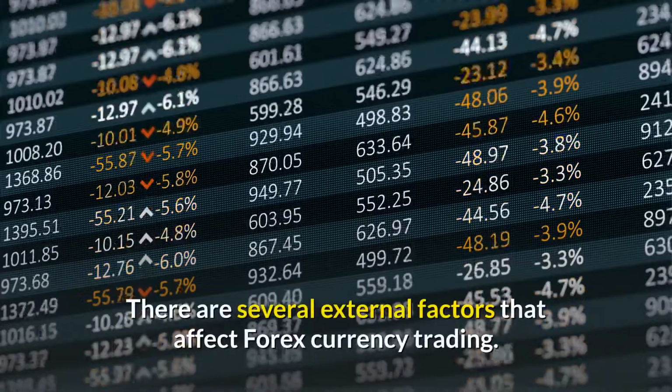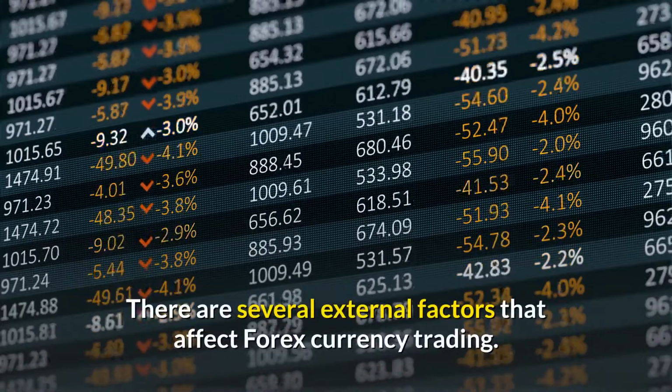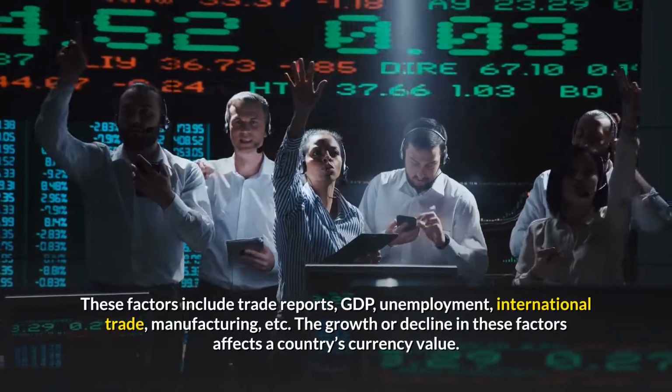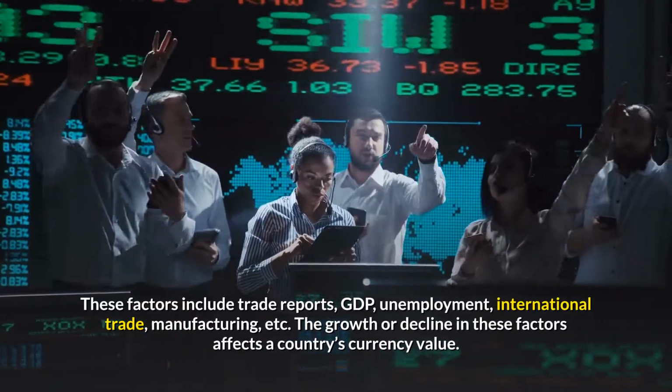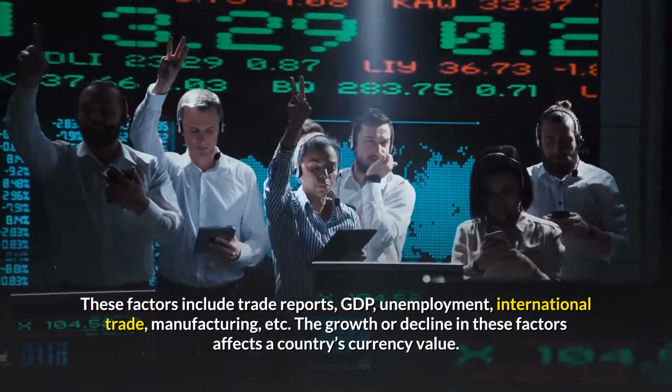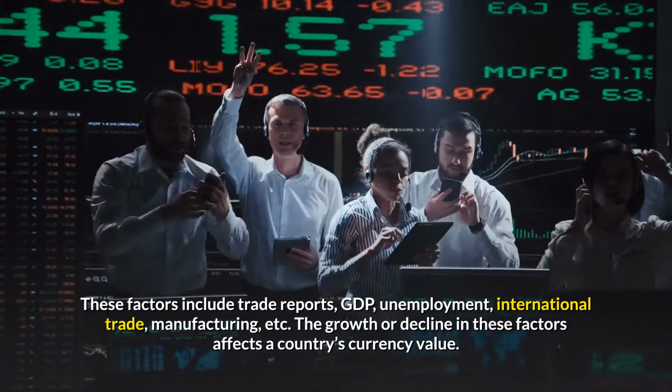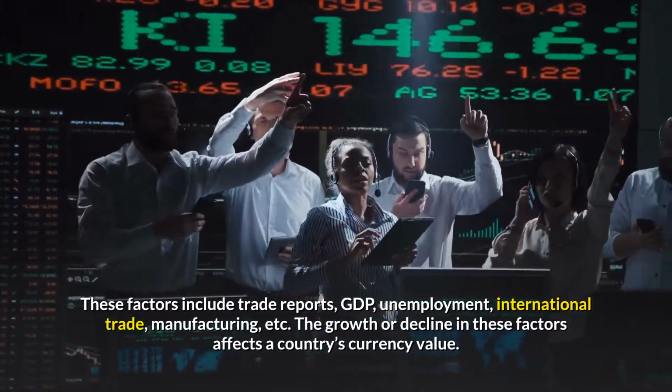There are several external factors that affect Forex currency trading. These factors include trade reports, GDP, unemployment, international trade, manufacturing, etc. The growth or decline in these factors affects a country's currency value.